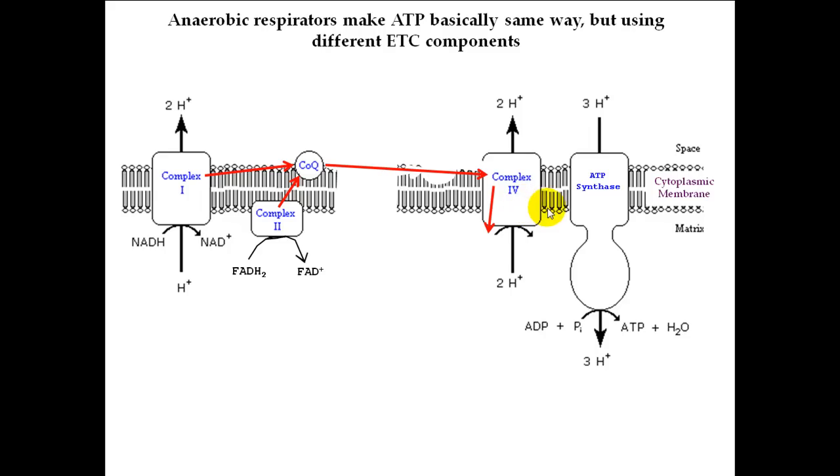So to kind of give you a visual, we'll make it a little bit different color. So the complex 4s of anaerobic respirators have to be different. And again, the reason why is so that it can attract other things that aren't oxygen. So things like nitrate, that's an example of something that an anaerobic respirator might use as its final electron acceptor. Turns out that after nitrate is reduced, it becomes nitrite.